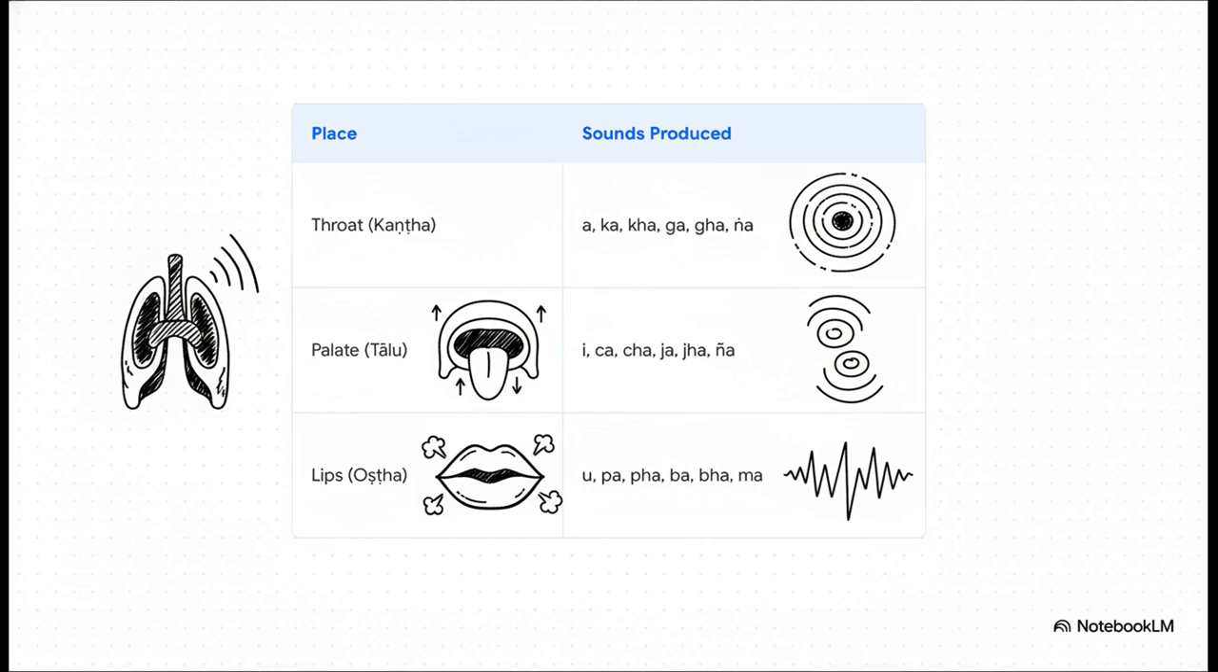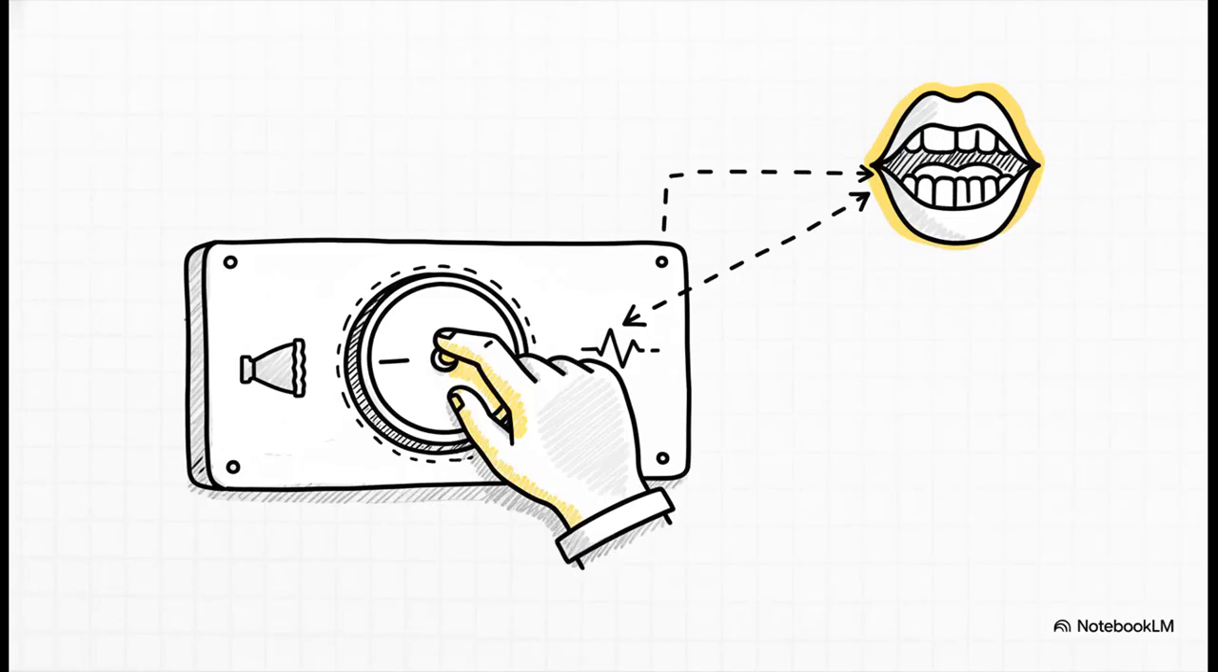Now let's move to the palate, the talu. Try cha or ja. See how your tongue hits the roof of your mouth? And finally, the lips, or oshta. Say pa or ba. Your lips are doing all the work. It's not just theory, it's physically real. It's a perfect system.